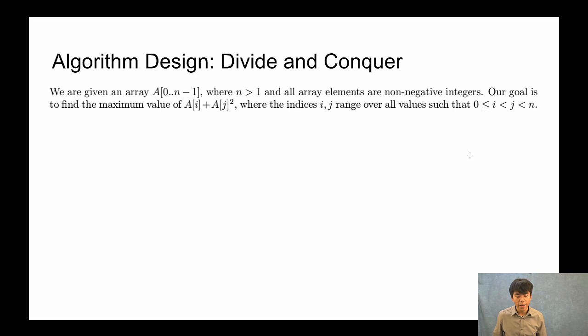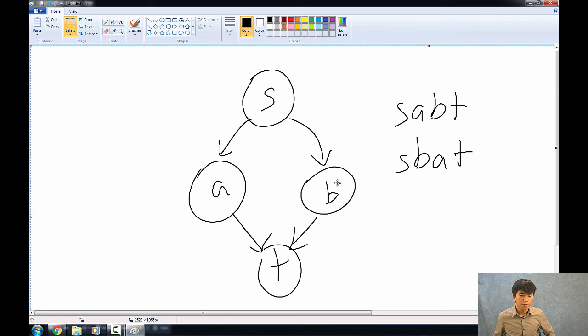We are given an array A where n is greater than 1, so it's some sizable array, and all array elements are non-negative integers. Our goal is to find the maximum value of (A[i] + A[j])^2, where the indices i and j range over all values such that i is before j. They can't be the same index, and they both have to be real indices. They can't just fly off the end of the array.